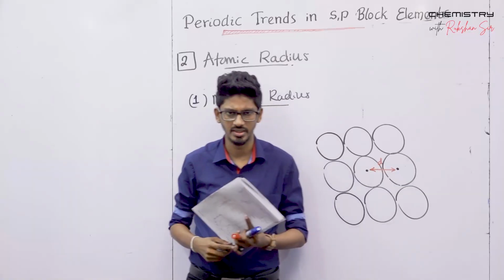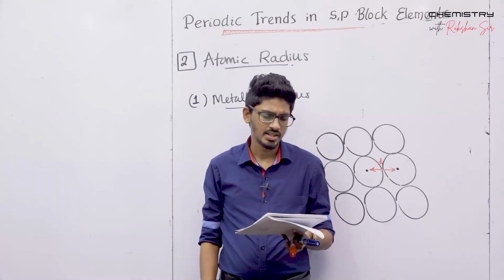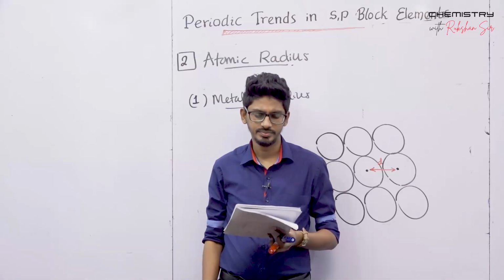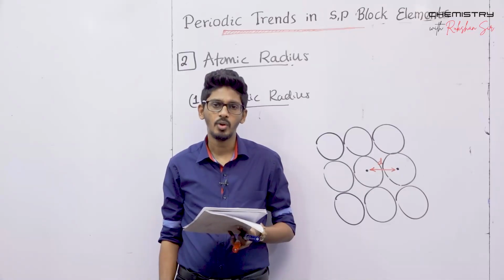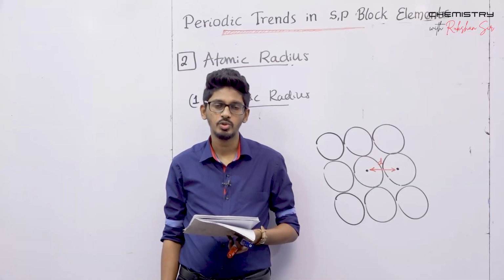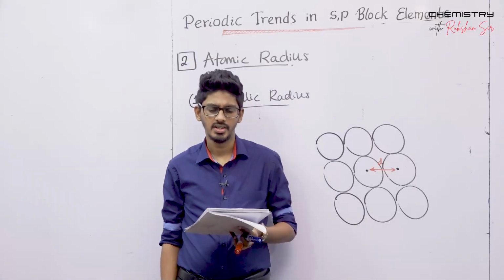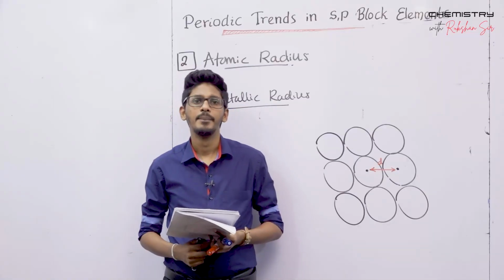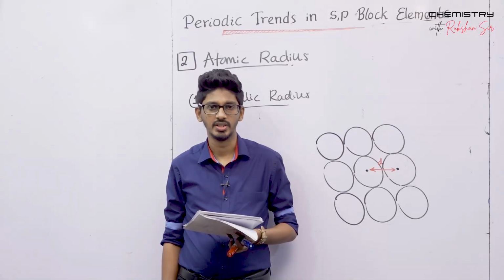Let's write the stuff, right? Under the metallic radius, just write: metal atoms in a metallic structure are bonded to each other by metallic bonds.